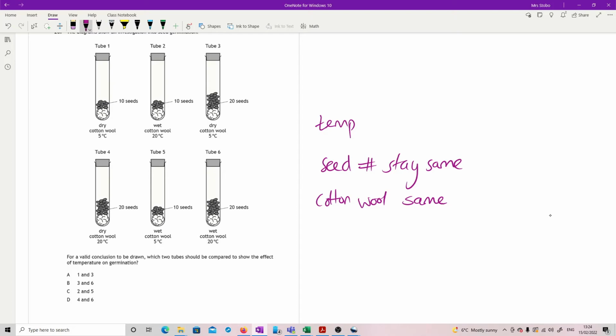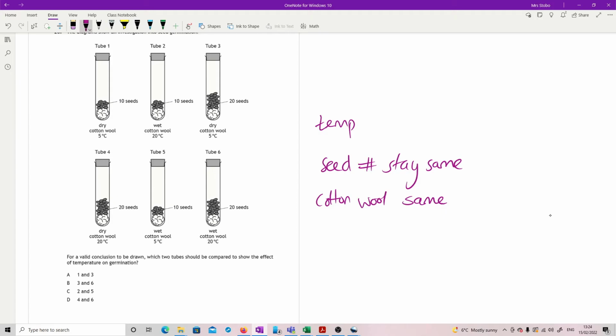We were going 1 and 3 doesn't work because we've got the same temperature, same type of cotton wool, they're both dry, and it's the number of seeds. 4 and 3, where we're going 20 seeds dry, and dry 5 to 20. So that might be in with a runner. And then we've got 5, we've got wet, that was our 10 seeds again. And 6 has got 20 wet and 20 degrees. Okay, so we've got various different ones in this.